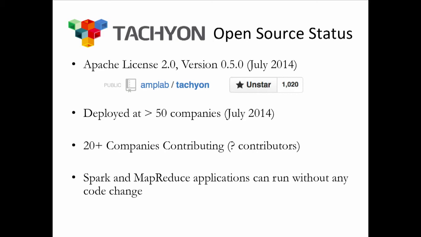And just to prove this is real, we have a snapshot of our GitHub. From the statistics several months ago, the project was deployed at more than 50 companies, and there are more than 20 companies contributing to the code base. Normally, I would ask how many contributors are in the project now, but Yang talked about it in the earlier talk. Also, if you have Spark or MapReduce applications, you can run on top of Tachyon without any code change. You can just plug in, and you get a lot of benefit. That's a great thing about the system.